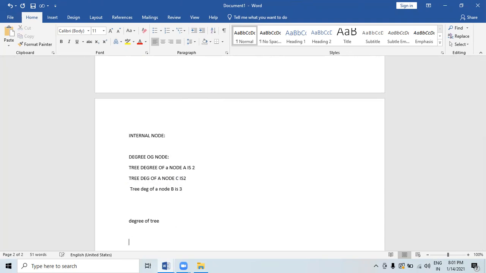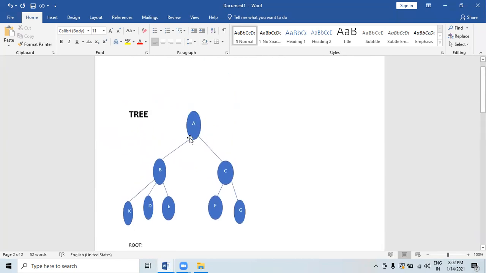Level. In a tree data structure, the root node is said to be at level 0, the children of the root node are at level 1, and their children are at level 2. See, listen. This is 0, 1, right? This will be level 2. 0, 1, 2, like this are the levels, okay?